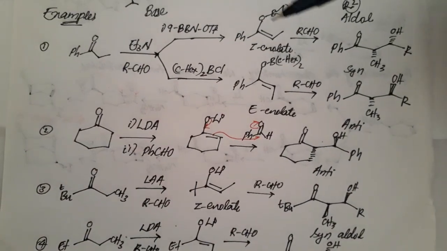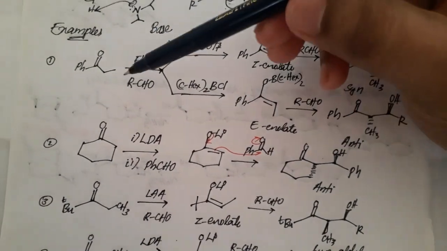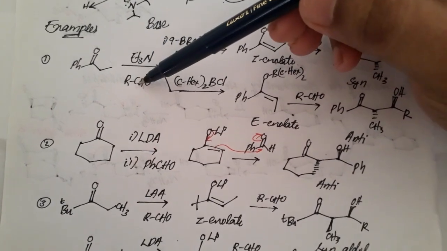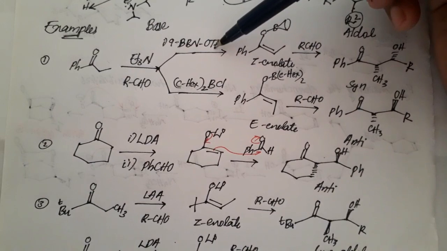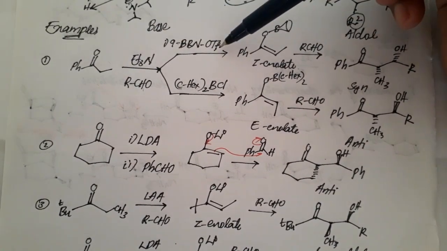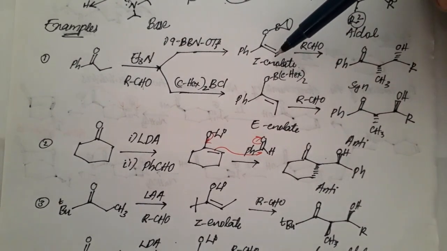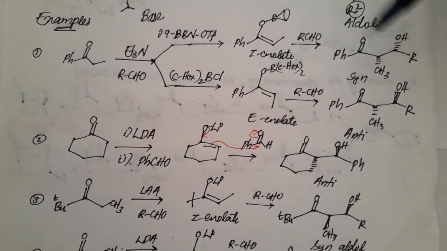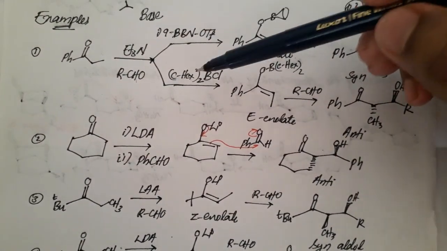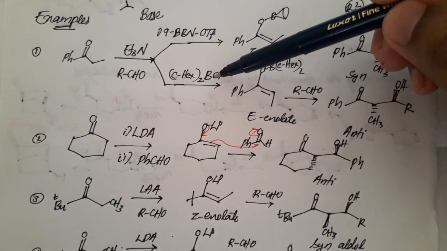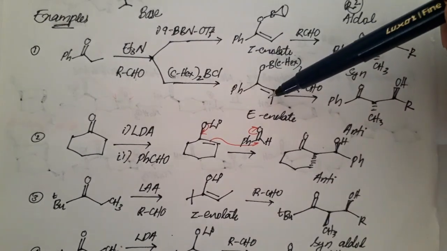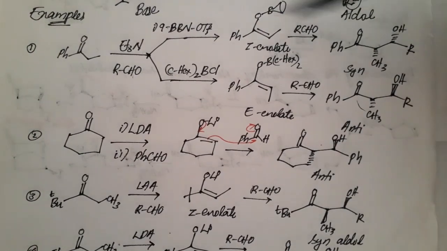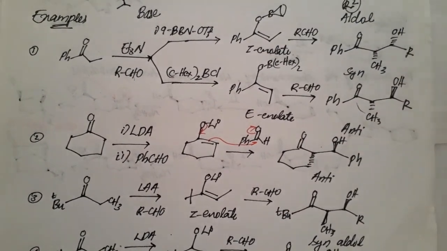Okay, so here we are discussing some illustrative examples. This is our carbonyl compound. We are treating it with another equivalent of carbonyl compound. The first reagent is 9-BBN triflate. We already mentioned if you are using 9-BBN triflate, you will end up with the Z-enolate. Z-enolate gives you syn-aldol. Okay, if instead of this 9-BBN I am using dicyclohexylboron chloride, what will happen? You will end up with the E-enolate. E-enolate gives you anti-aldol. Okay, so this is the illustrative example.